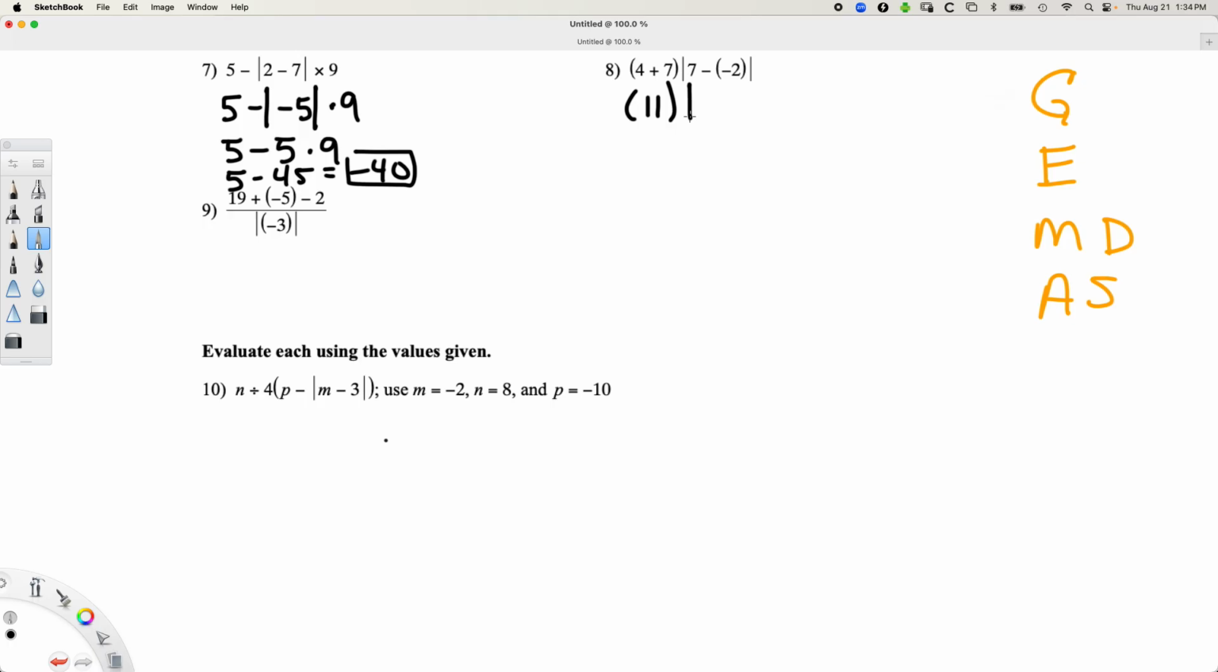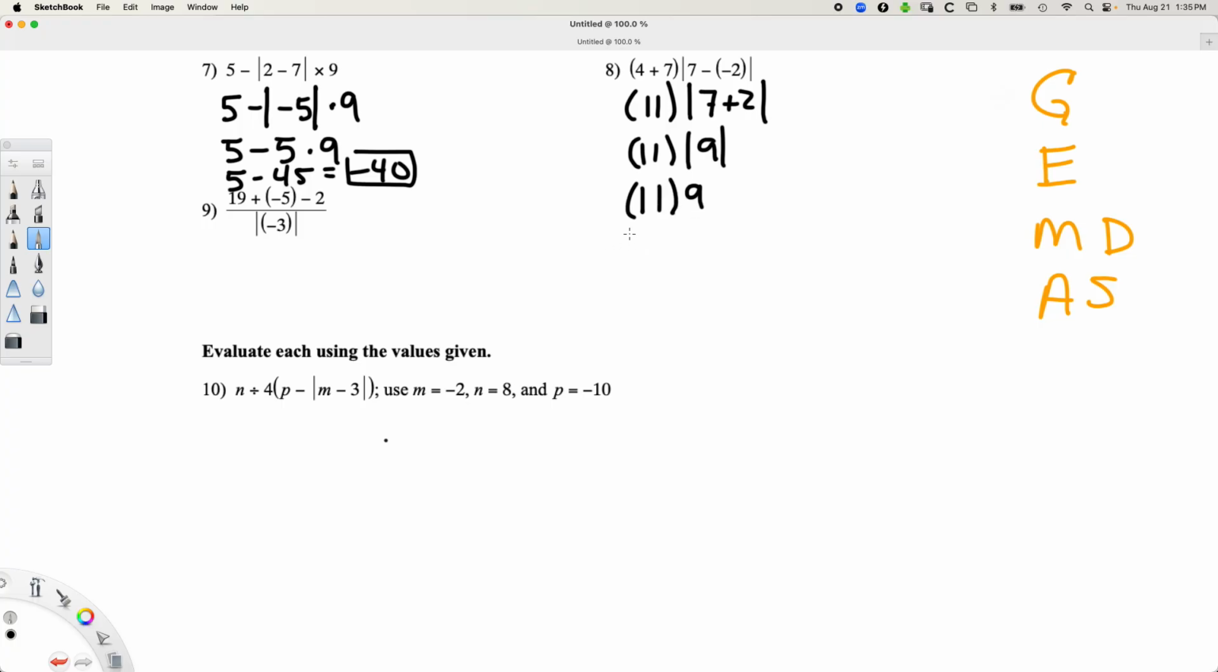And in this one, the absolute value of 7 minus negative 2. So that would be the same thing as 7 minus a negative 2. Minus a negative becomes a positive, 7 plus 2. So that would be, bring down the 11. The absolute value of 7 plus 2 is the absolute value of 9. So that would just be 11 times 9.